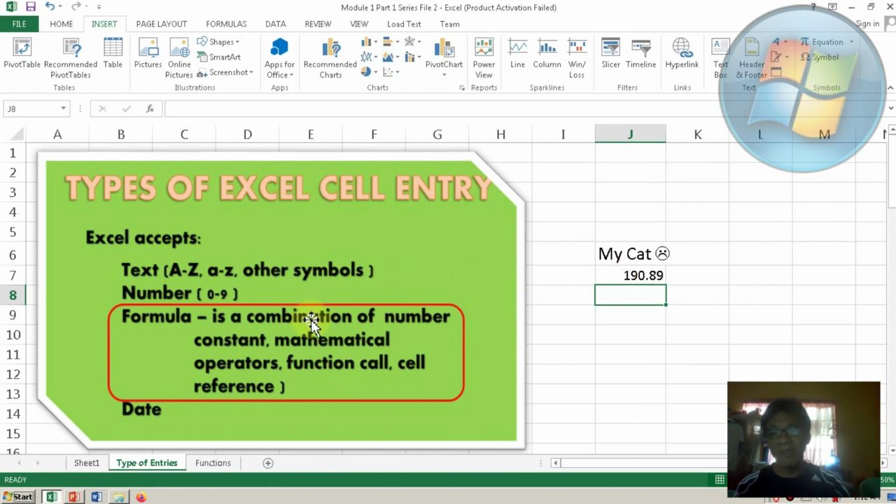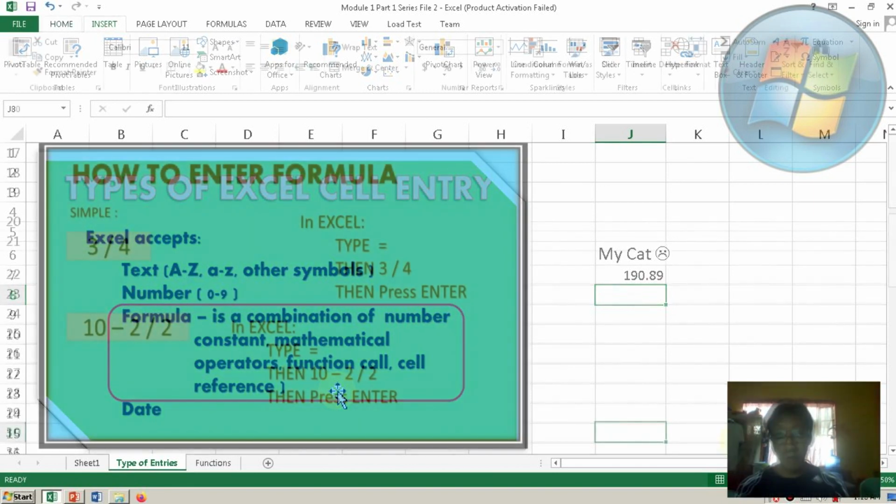So a formula is a combination of number constants, mathematical operators, function calls, and cell references. So this is a very complex information that you can enter into Excel. It involves different operators and function calls and cell references. So Excel is designed for calculating formulas. It is good for that operation. So entering that will be the formula. That will be our next topic. So okay, let's proceed.